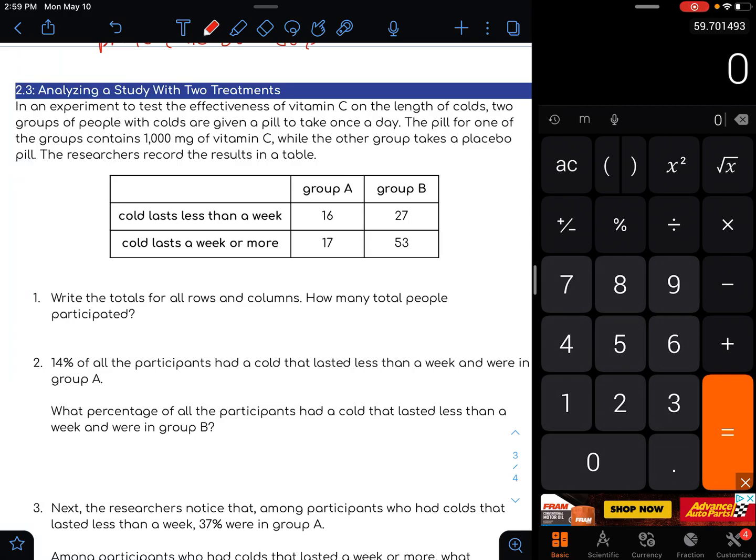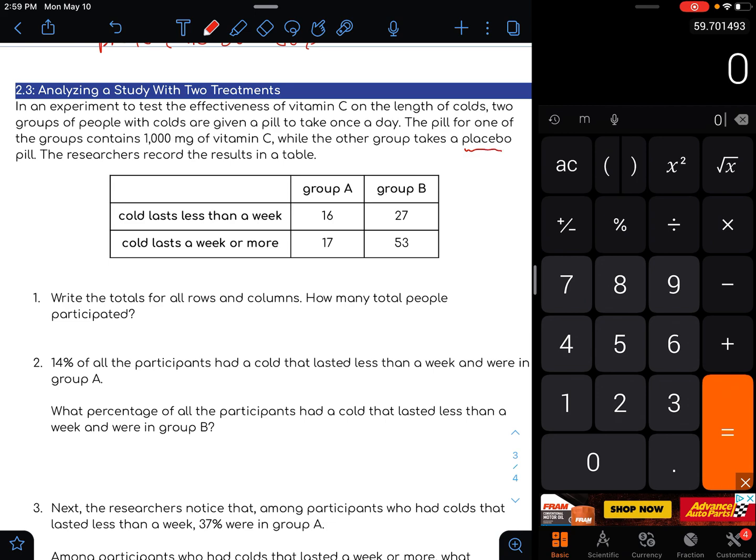Let's analyze a new situation here. In an experiment to test the effectiveness of vitamin C on the length of colds, two groups of people with colds are given a pill to take once a day. The pill for one of the groups contains 1,000 milligrams of vitamin C, while the other group takes a placebo pill. The researchers record the results in the table.